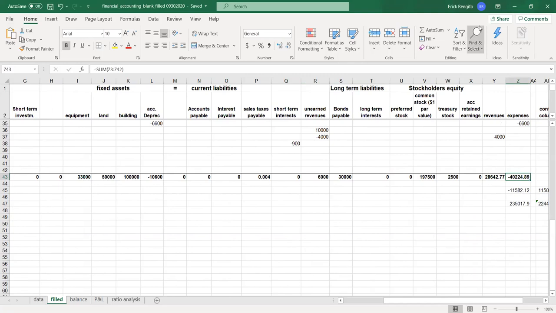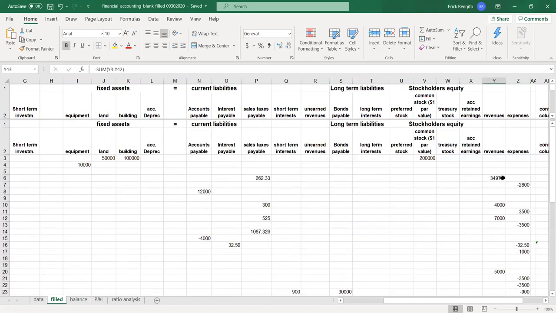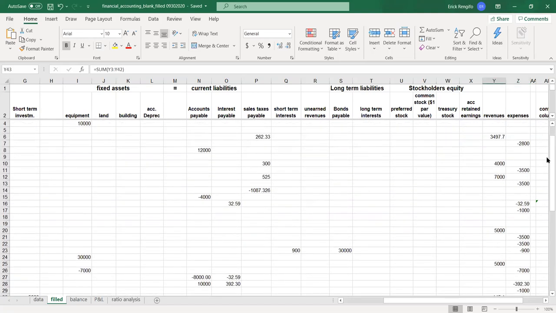Perfect. Someone else? I don't have the same. I don't know why. Where? The very last number, 235,000 something, I got that, so that's correct. But the totals of expenses and revenues are just not the same for me. I don't know why. Can you verify that?